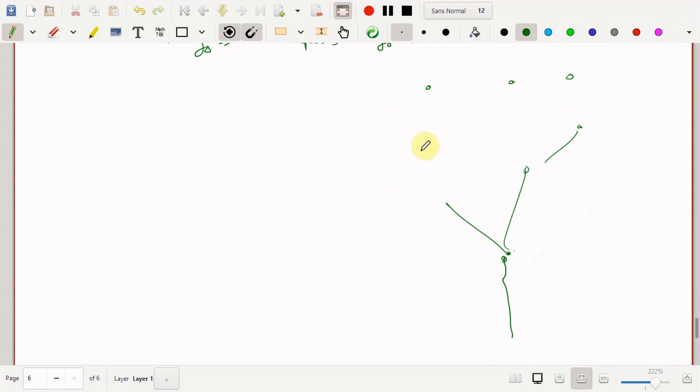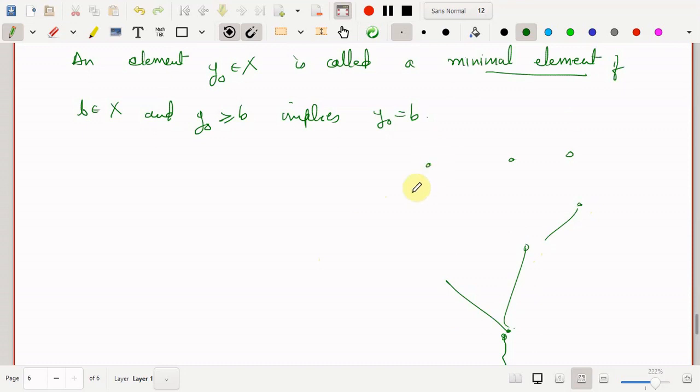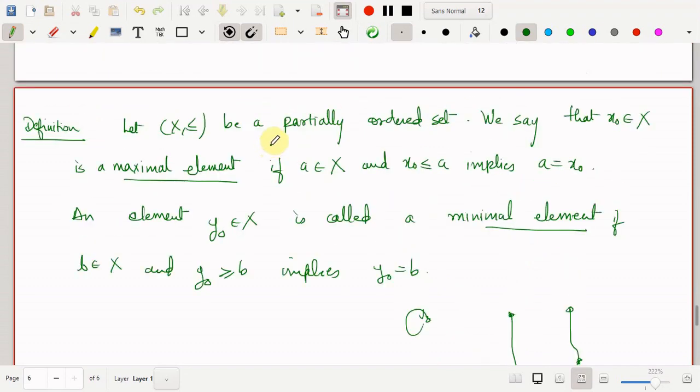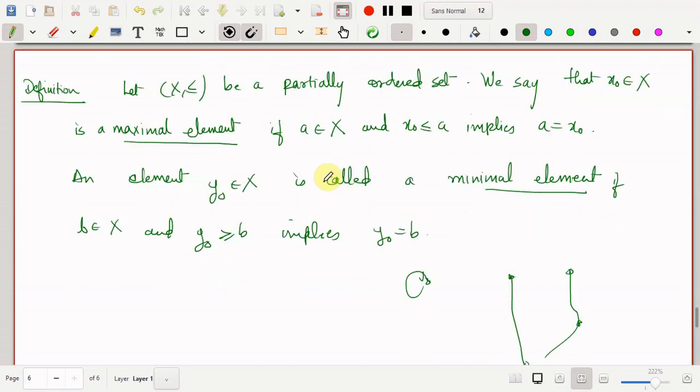And the maximal is that, if we just represent the relation by an arrow, see, I say that this element is related to this element, then there shouldn't be any arrow going from this element to any other element of X other than itself. See, reflexive we do not denote by an arrow, it will form a loop. So that's how the maximal and minimal elements are defined on a partially ordered set.